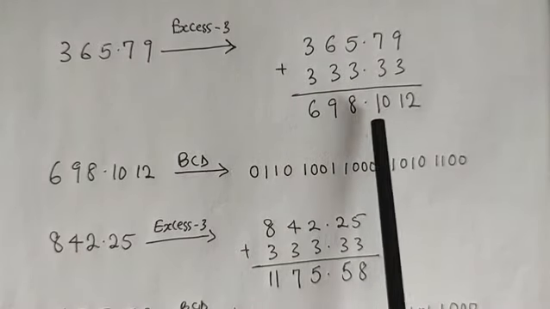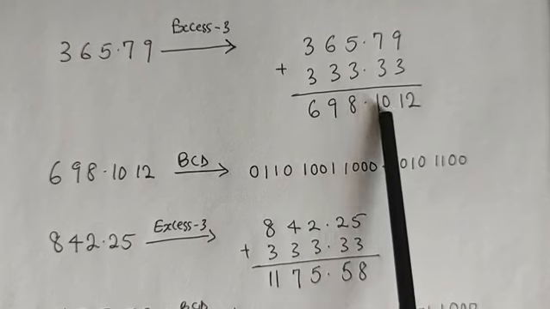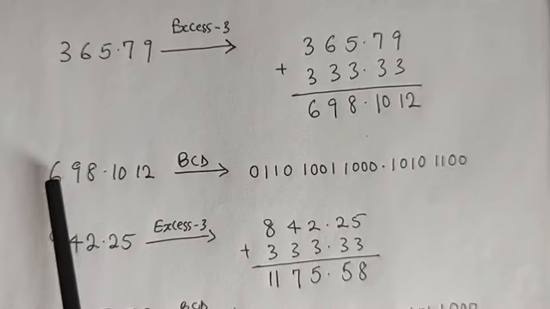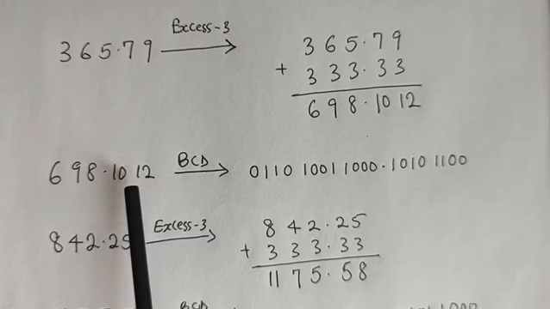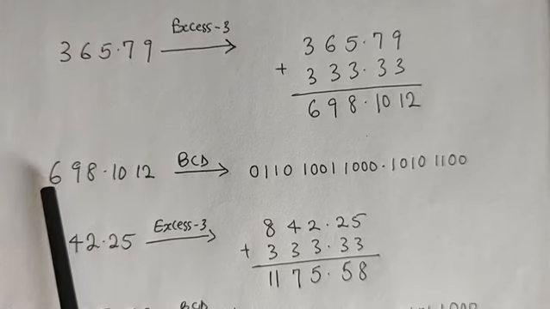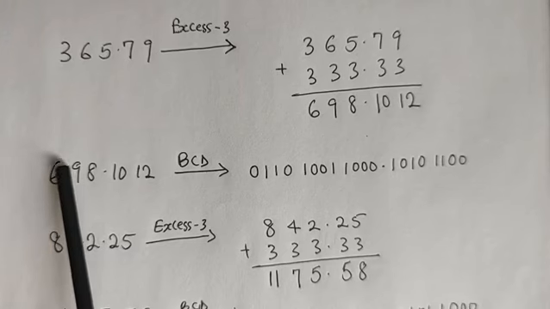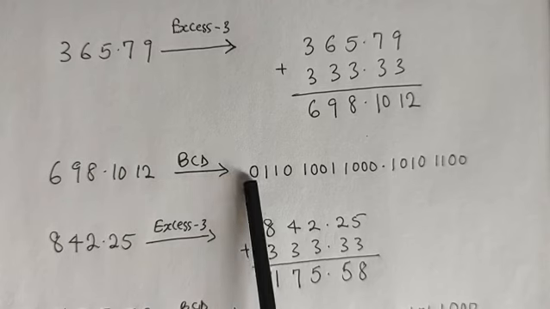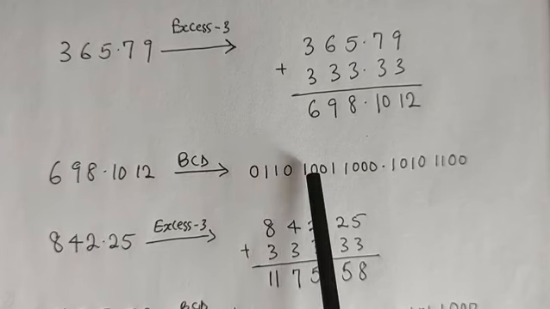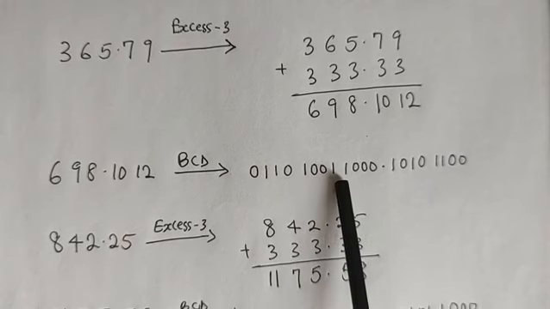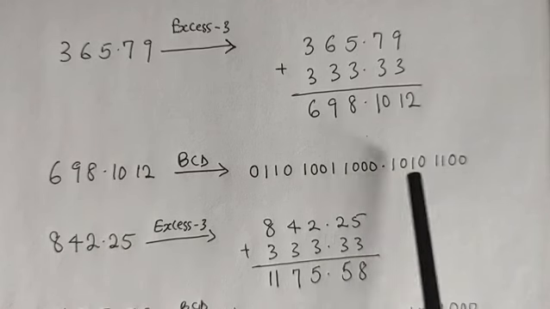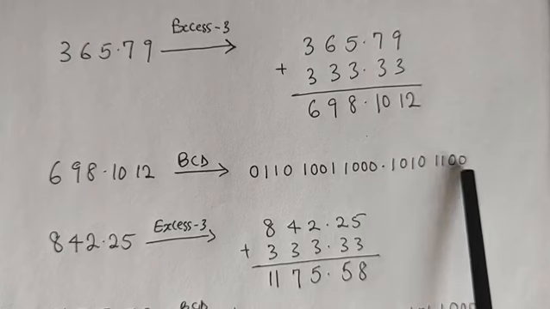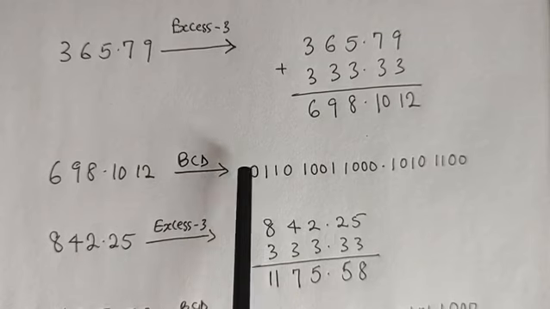After obtaining the excess 3 code, the next thing we need to do is convert this value to BCD. To convert this value to BCD, all we need to do is represent each and every digit by its corresponding 4 bits in binary. So 6 is going to give us 0110, 9 is going to give us 1001, 8 is going to give us 1000, dot, 10 is going to give us 1010, and 12 is going to give us 1100. So in this case, we are done with this first part.